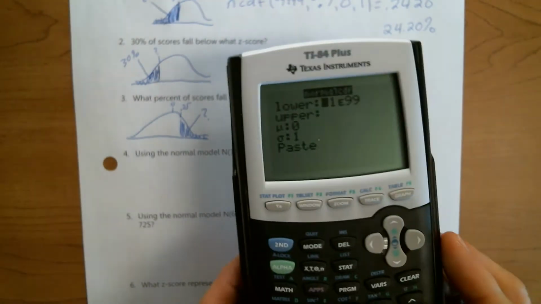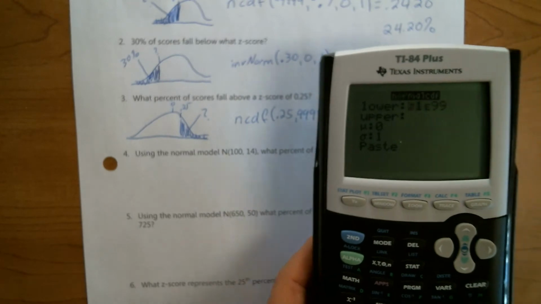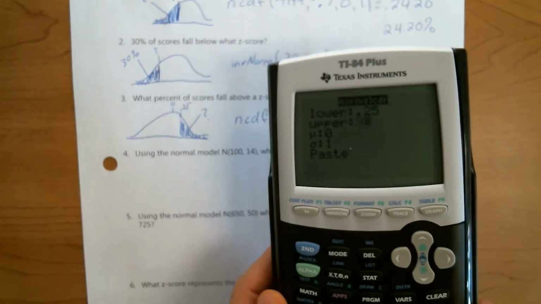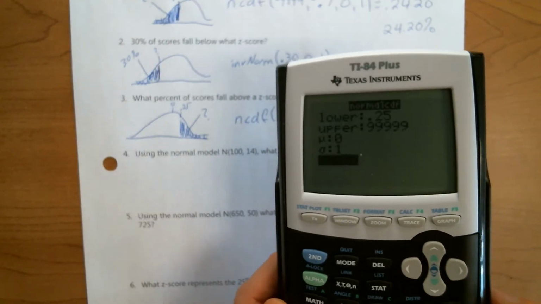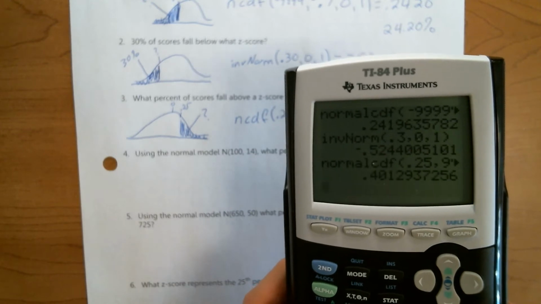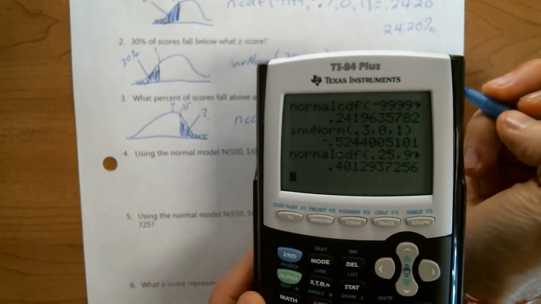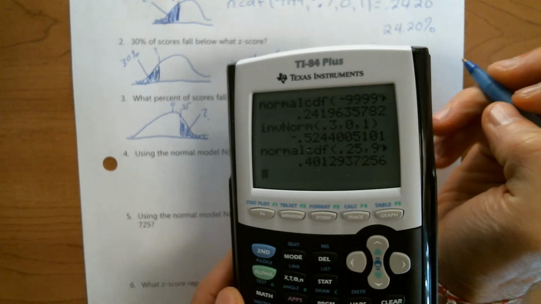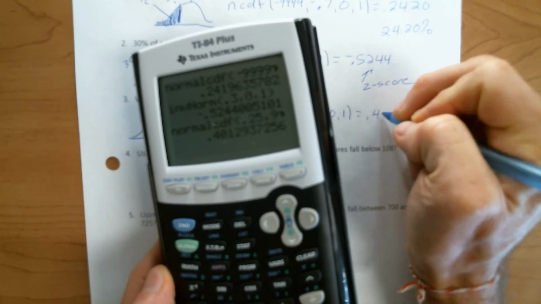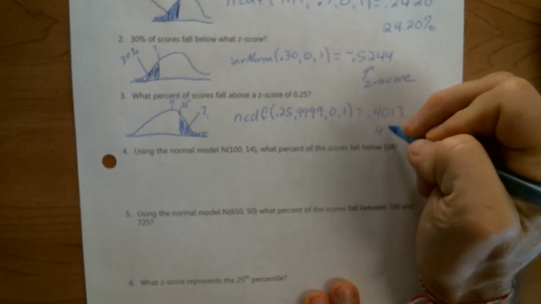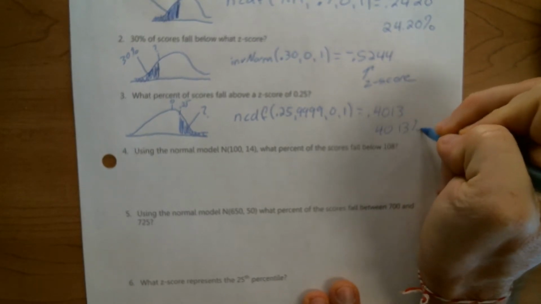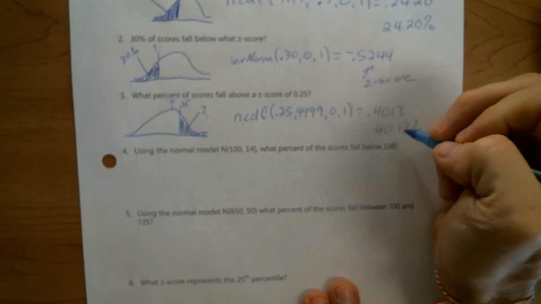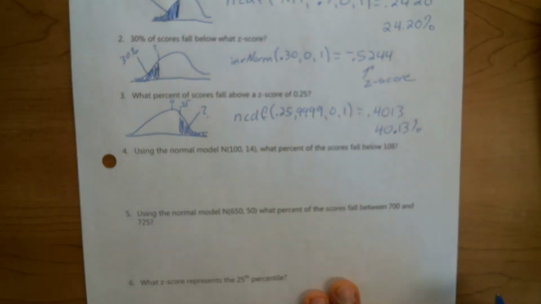So again, we would just go right back here. 0.25 is our lower bound, positive 9999 is our upper bound, 0 and 1 stays the same. And this time we are getting a percentage, so that's 0.4013 or 40.13%. Now again, I don't actually require you to switch it over to a percent. You can just leave your answer as 0.4013.